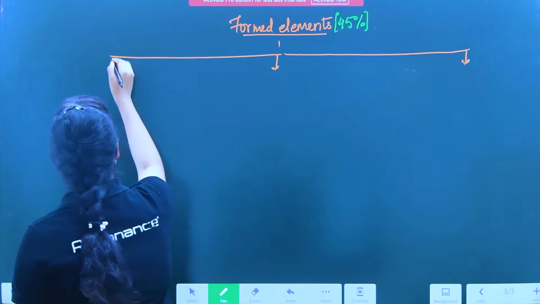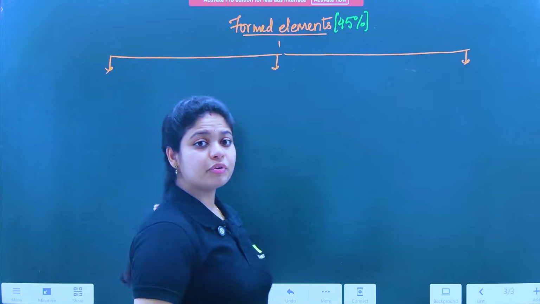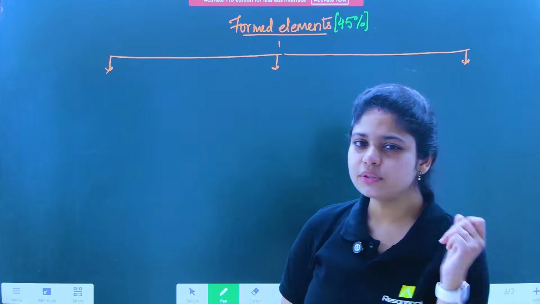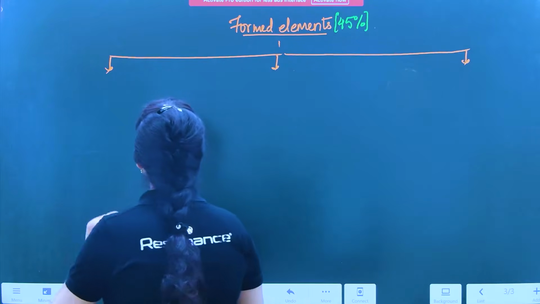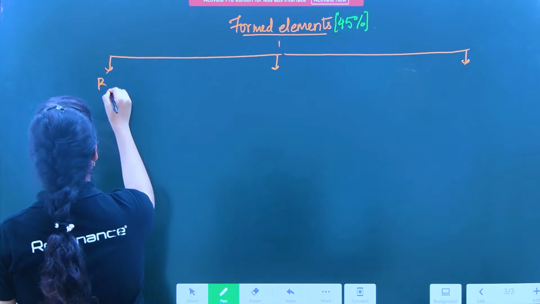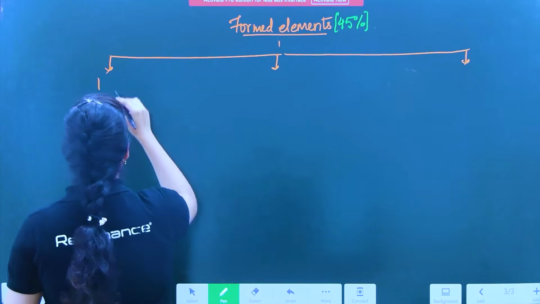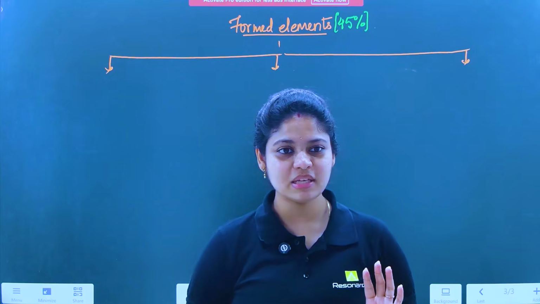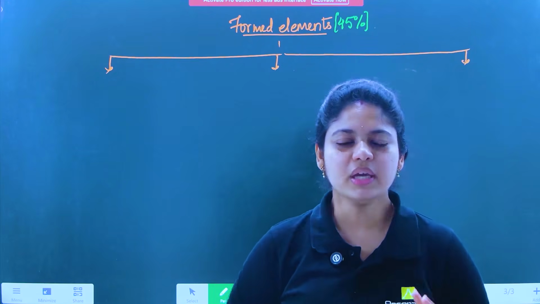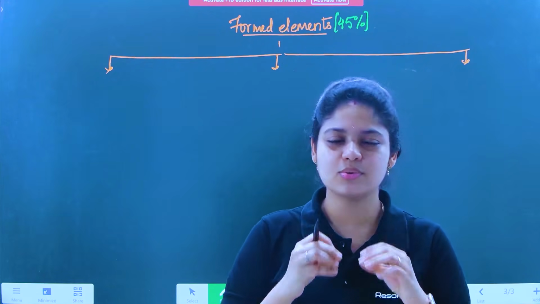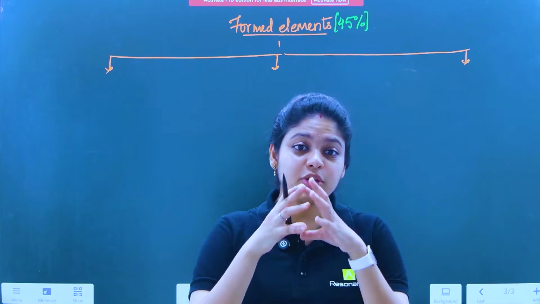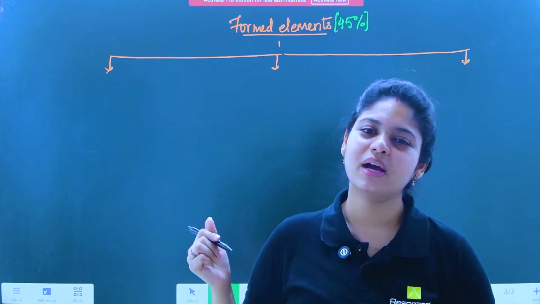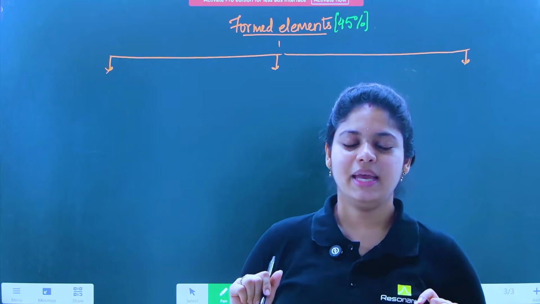We have three different components in formed elements. What are the three different components? You know it very well. RBC, WBC, and platelets. These are the cells of your blood. Understood? The fluid part was plasma. The cells of your blood are nothing but formed elements.